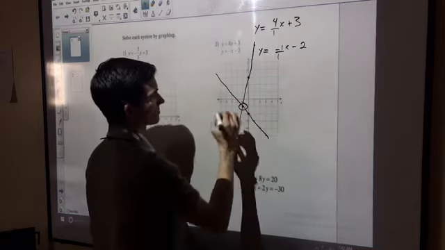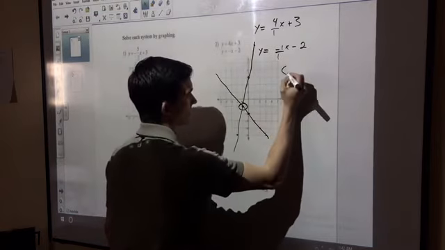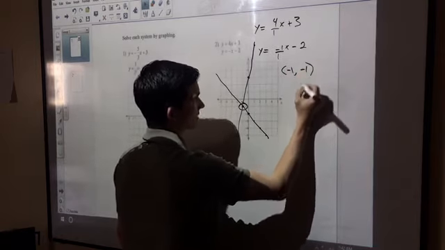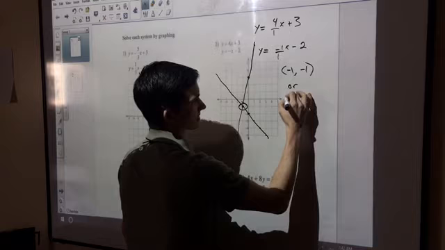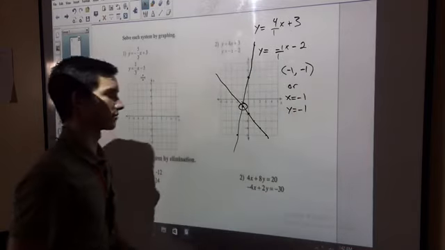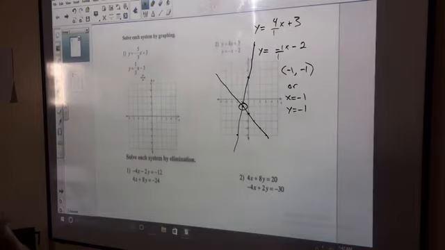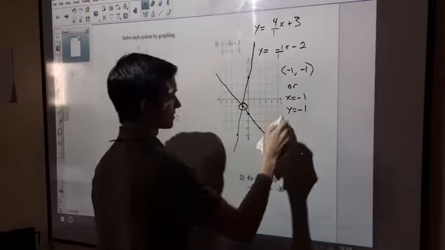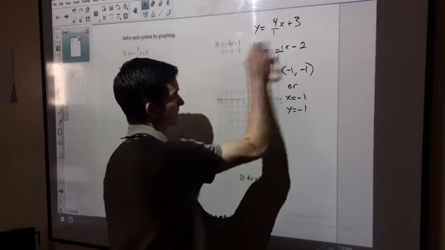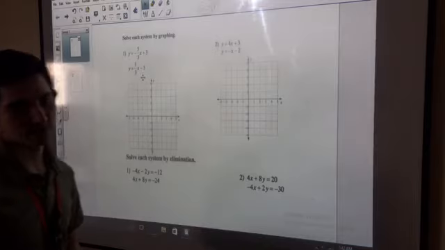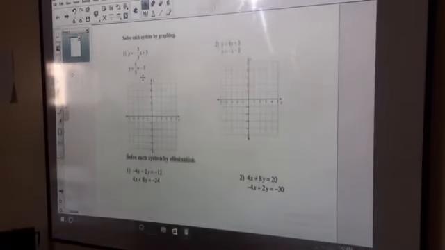All right, there's my intersection. So either of these answers would be fine. X equals negative 1, y equals negative 1. Or you could write it as the coordinate (-1, -1). That would be the solution. So when it says to solve each system by graphing, you need to graph it, but be able to say, here's my solution. X equals negative 1, y equals negative 1. All right.